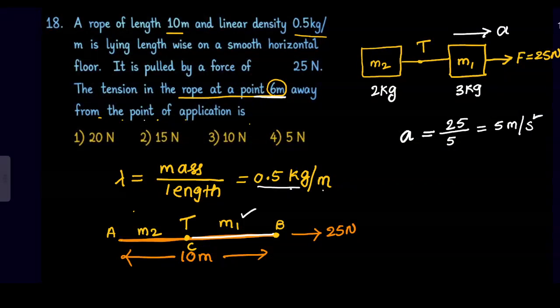Now here we apply the force. How much force is taken by this block? M into A, 5 into 3. So that is 15, which will be taken by this block. The remaining will be given to the other end. So how much is the T value?